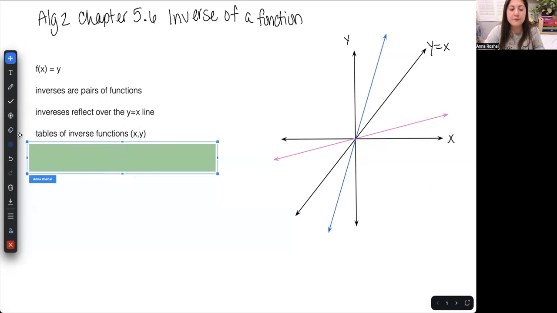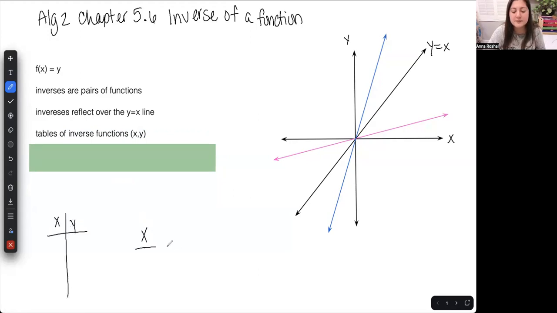So the other thing that I want to talk about is tables of inverse functions. When we look at tables of inverse functions, we're really looking at just ratio tables from middle school. We either have ratio tables that look like this or ratio tables that look like this.